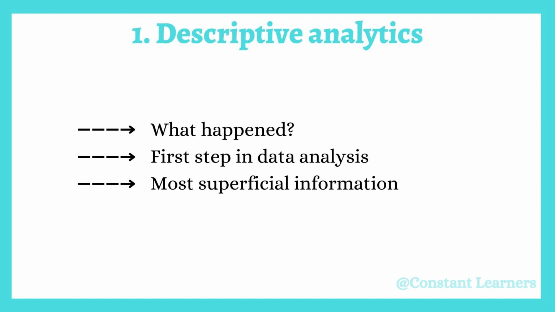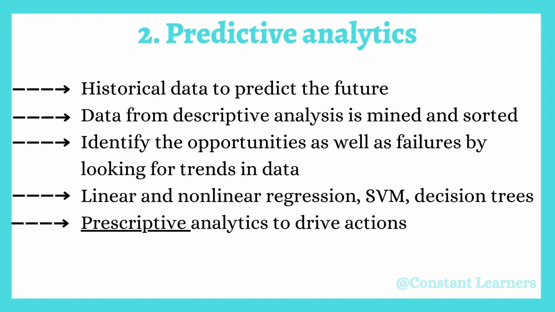Okay. The next one, the second type, is predictive analysis. Now, predictive analysis is a type of advanced analytics that uses historical data to predict what might happen in the future. All right. But now, in the case of predictive analytics, the data is usually taken from the descriptive analytics, right?